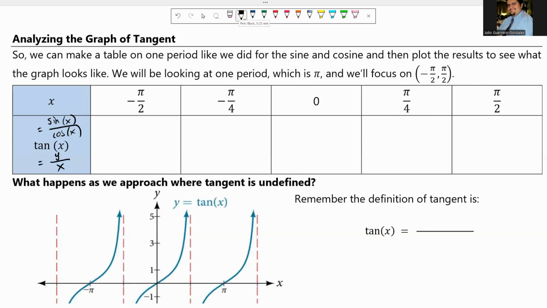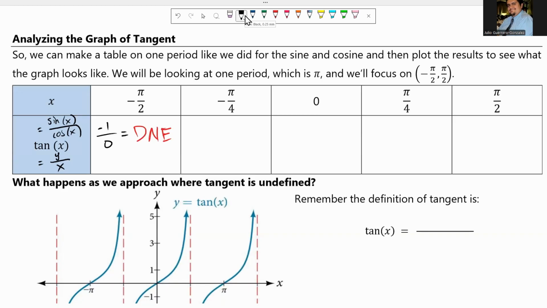If you do negative pi over 2, that's the angle that is pointing straight down. We need to do minus 1 divided by 0. Hopefully this is ticking you guys off to something. This right here does not exist, it is undefined. We'll come back to that in a second, but for now, that is definitely something that should tick you off. It's undefined.